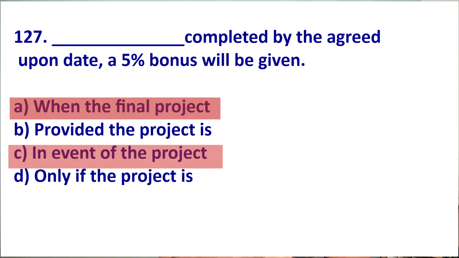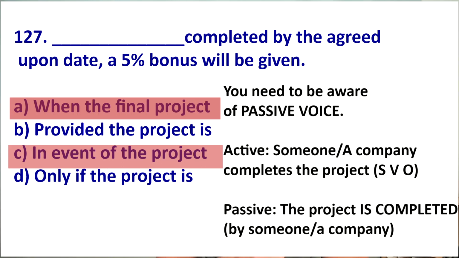Now let's eliminate another one. A, it says when the final project completed. This is where you have to think about passive voice. When the company completes the final project. So the company completes the project when the project is completed. This would need to be passive: when the final project is completed. But there is no is here. So the answer A is wrong.